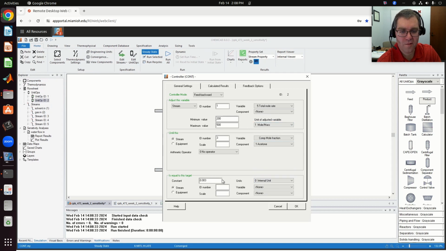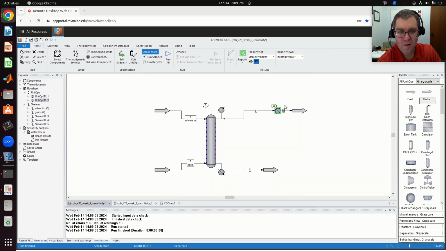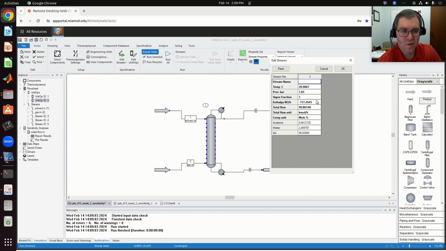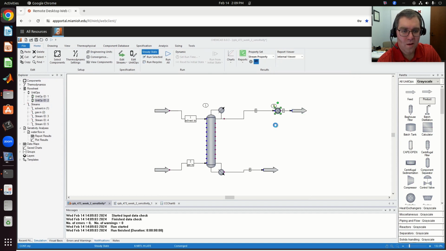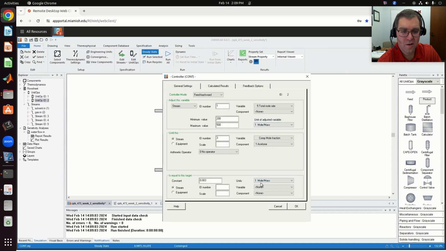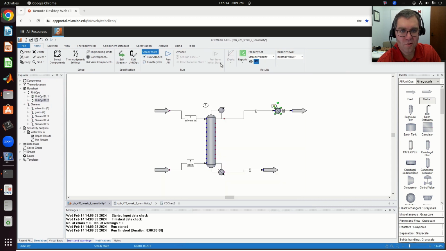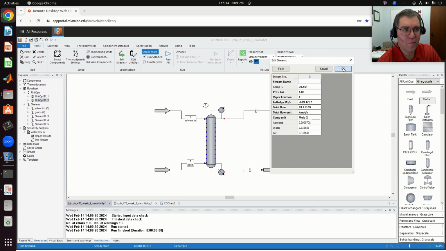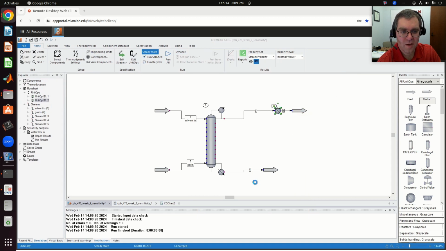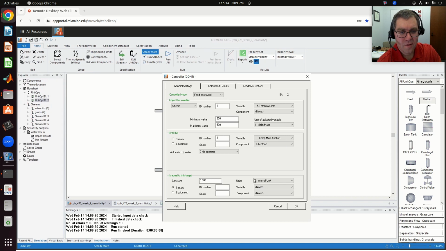And then mole fraction of acetone, that's in internal units. But let's see, if I were to change that to mole per mass, what happens? Well, mole percent is actually higher. So it looks like changing this does have an effect as compared to internal unit. Internal unit, back to my 0.3 mole percent. So it looks like it did affect that.